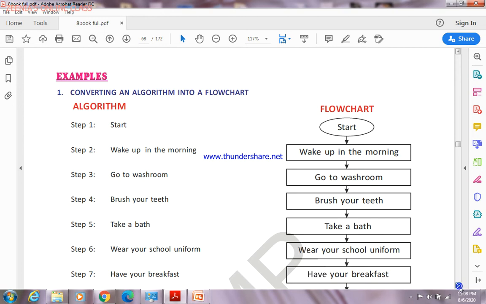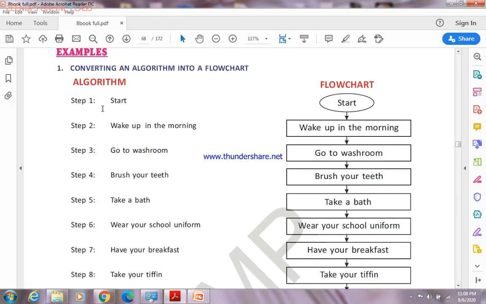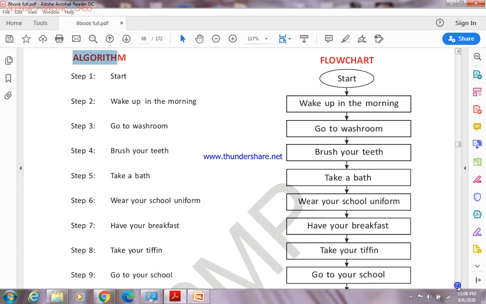So these are the examples. First example is algorithm. Algorithm हमारे पास दिया है left side पे. We have these steps, and on the right side same thing is made in diagram form. So it is telling you start, it is given in oval. Then next step is wake up in the morning. It is just your routine. Wake up in the morning. This should be in a rectangular box, because it is a process. So process should be in the rectangular box only.